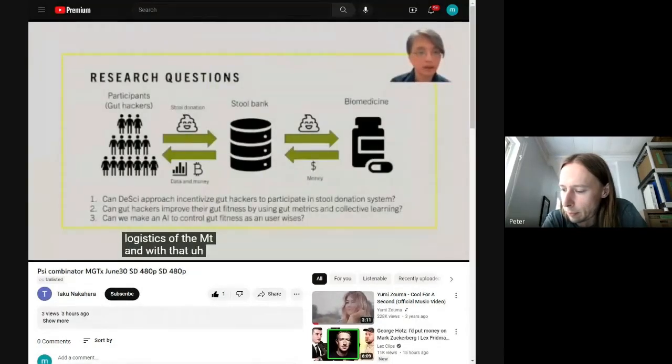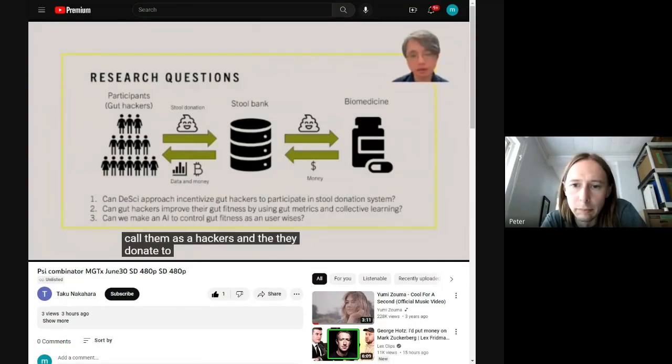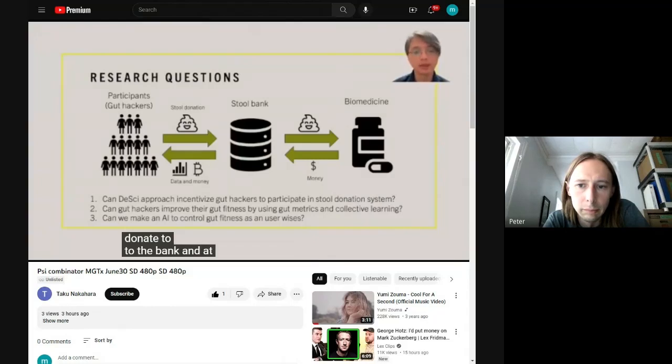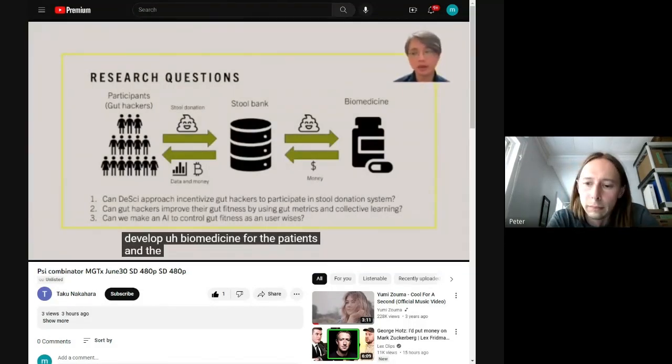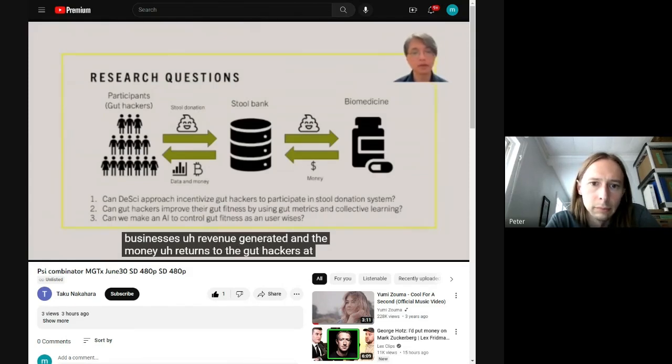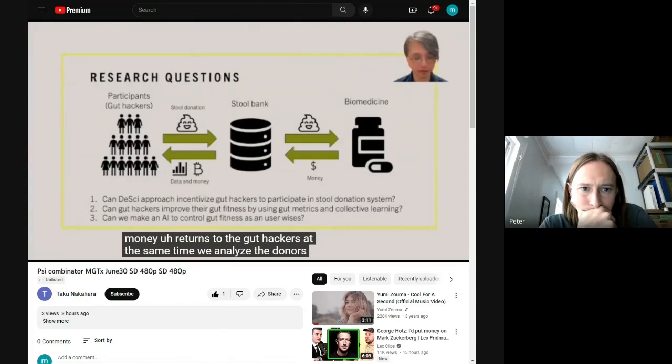And with that, today's theme is a research question. So here's the scheme of what I'm thinking. The participants, I would call them gut hackers, and they donate to the bank. At the bank, the stool will be analyzed and also shipped to develop biomedicine for the patients. Through the biomedical businesses, revenue is generated, and the money returns to the gut hackers. At the same time, we analyze the donor stool extensively, so we will return the stool analytics data as well.